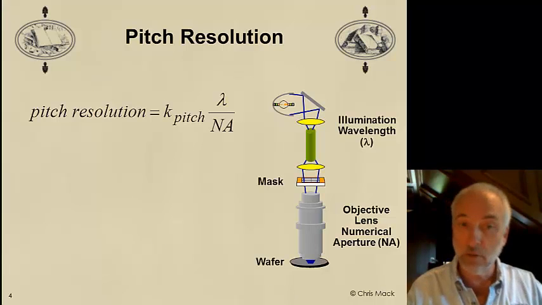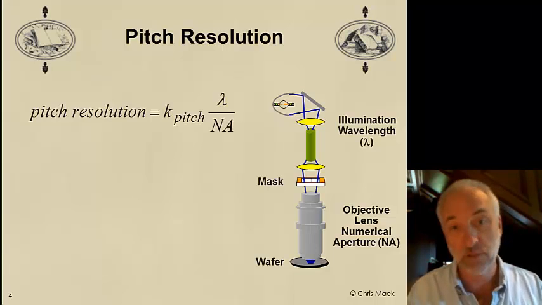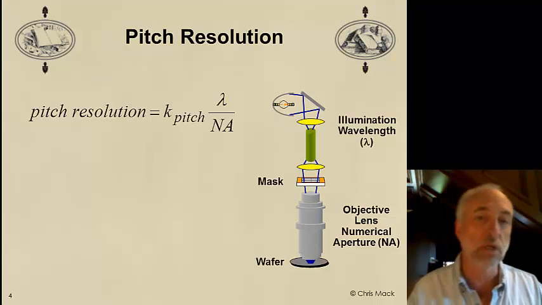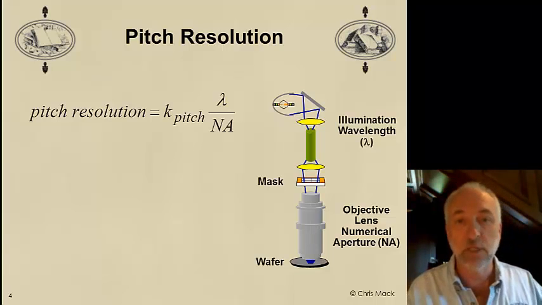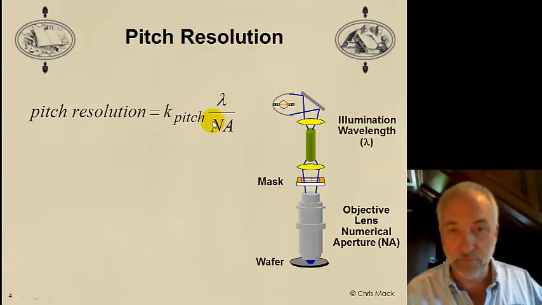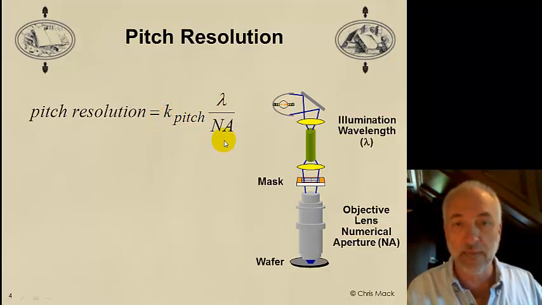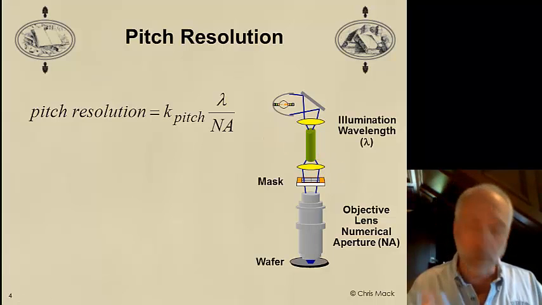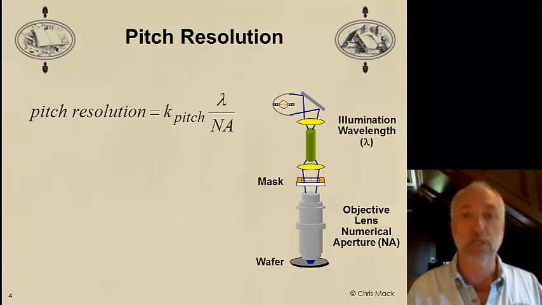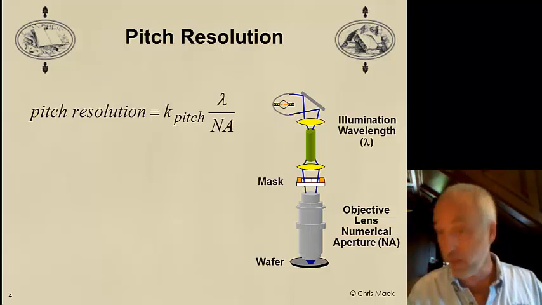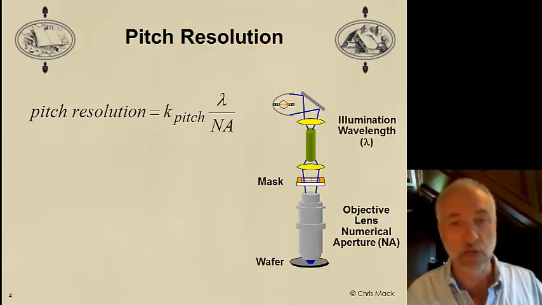So pitch. What is the pitch resolution, the smallest pitch that we can print? Often we describe the pitch resolution, the smallest pitch, as scaled by lambda over NA. So we use the scaling constant K-pitch. You might recall K1 lambda over NA. K1 lambda over NA is our normal way of describing the Rayleigh resolution criterion. And all feature sizes scale as the wavelength, lambda, and the objective lens numerical aperture, NA.